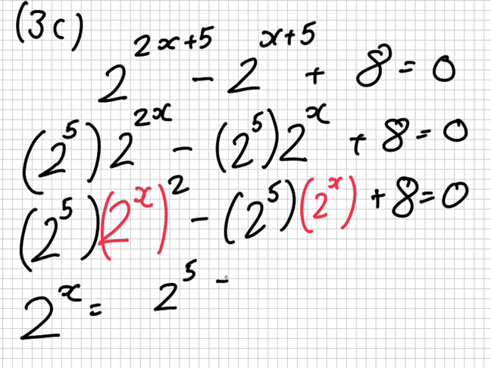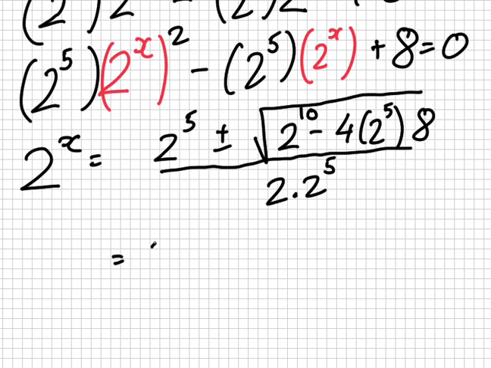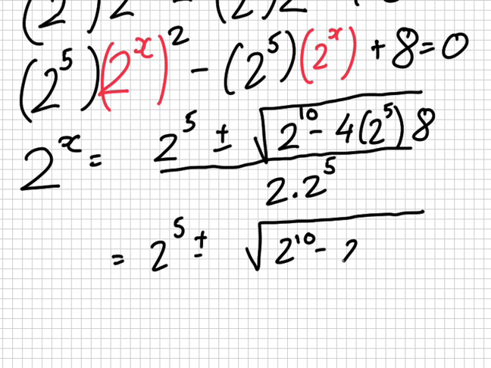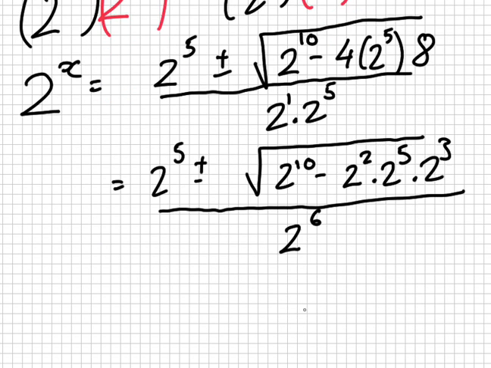b plus or minus the square root of b squared, so that's 2^5 squared, so that's 2^10, minus 4ac, all over 2a, 2 times 2^5. Now you notice that all of these things are 2's, so you could change this to 2^10 minus 2^2 times 2^5 times 2^3, and then the denominator is like 2^1 times 2^5, so 2^6.